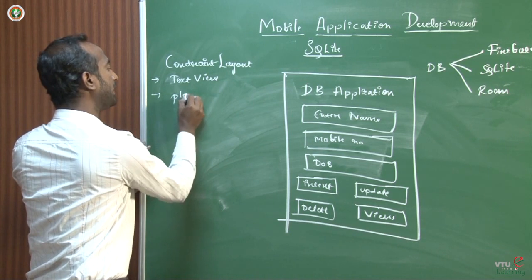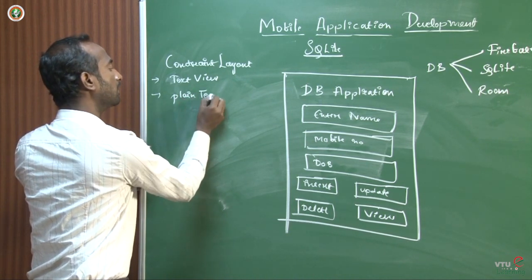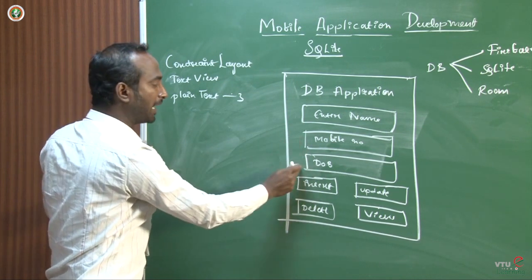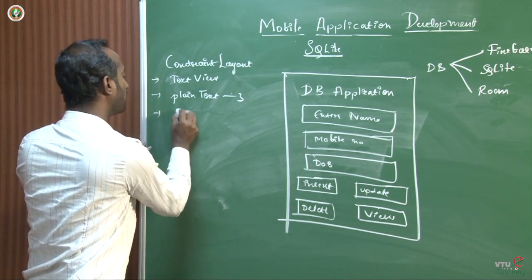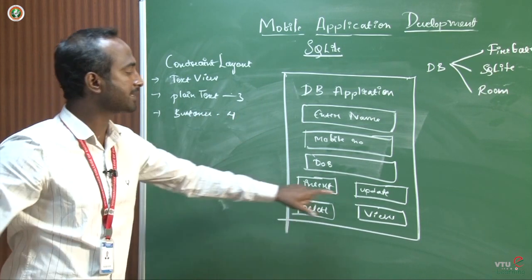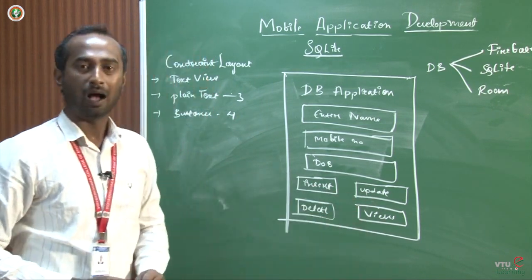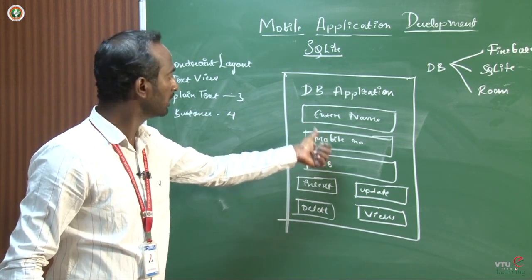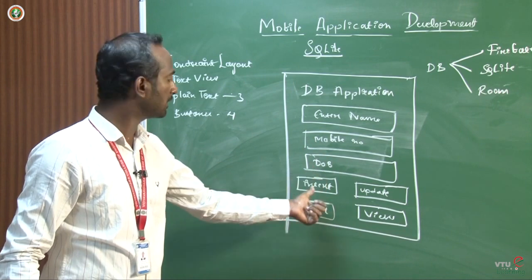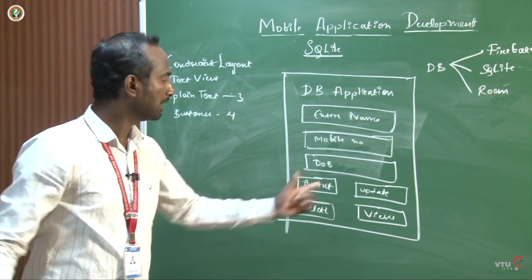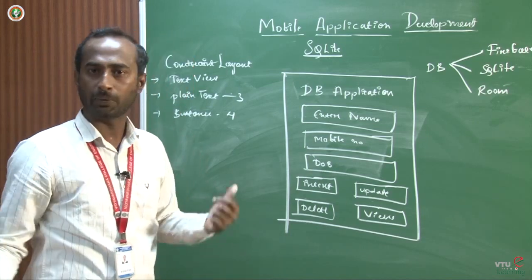Next, three plain text or edit text for name, mobile number and date of birth, and 4 buttons for insert, update, delete and view. How is this application going to work? Firstly, I'm going to give my name, mobile number, date of birth, insert. So it will be inserted to the table. Like that, however many details you want, you can insert.